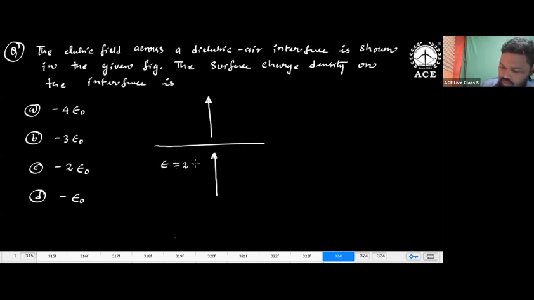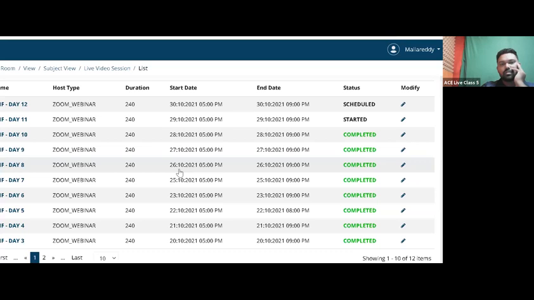Here epsilon is equal to 2 epsilon naught. Here epsilon is equal to epsilon naught. Here it is E is equal to 2x cap. Here it is E is equal to x cap. Yes, beta, what is the answer for that?